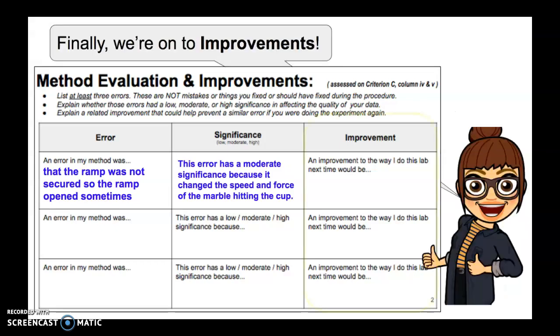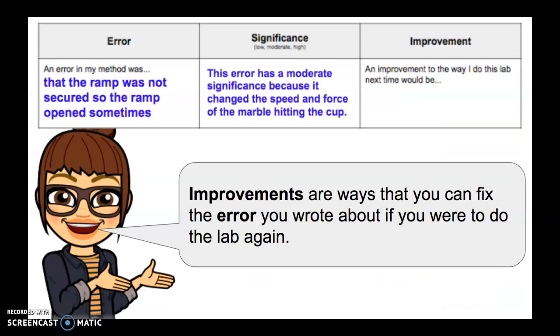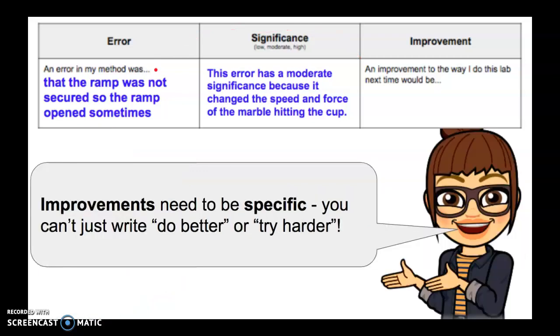So finally, we're on to improvements, this last column right here. This one is hopefully pretty easy to fill out. So improvements are ways that you can fix the error you wrote about if you were to do the lab again. So the improvement is related to the error, in case that's confusing for anybody. Your improvement is not about something new, it's about the error you wrote about.